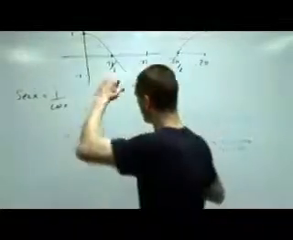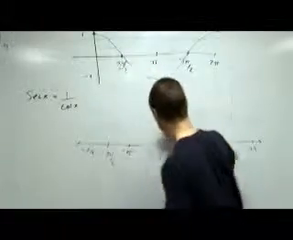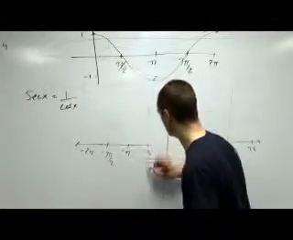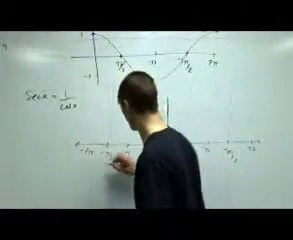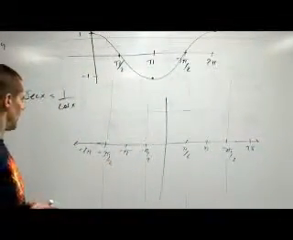And also, because cosine is an even function, it must be 0 at negative pi over 2 and negative 3 pi over 2. Okay, so these are some guidelines we're building in for this.